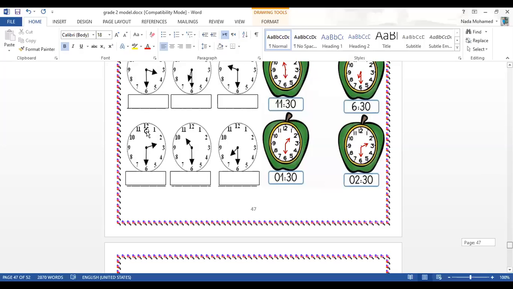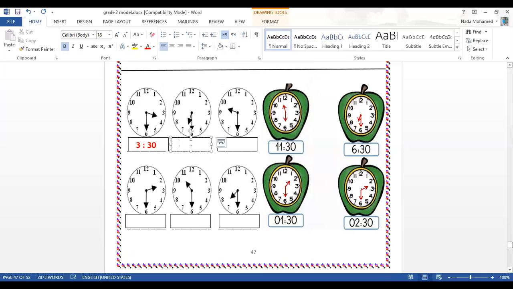I will not write 6. I have another special number in the song. Let's sing together. 5, 10, 15, 20, 25, 30. If it points to 6, it will be 30. So I will write 30.